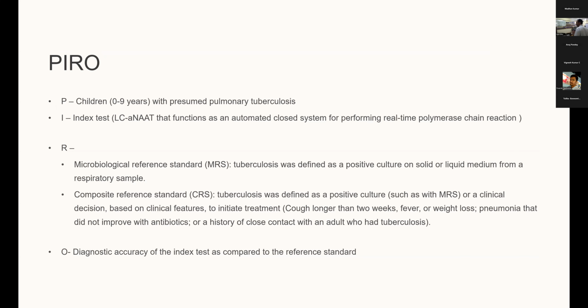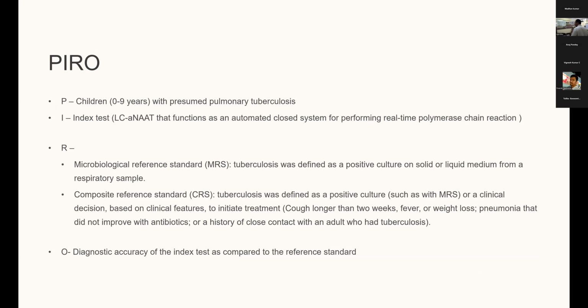Coming to the PIRO statement of this study, we're looking at children aged 0 to 9 years. This same group had published a systematic review around 3 years ago, but at that time WHO had defined children as those from 0 to 14 years. This time they used the revised WHO definition, which is 0 to 9 years, of children with presumed pulmonary TB. That's the outcome of interest we are looking at. Although they looked at a lot of outcomes, for our PICO, it is presumed pulmonary tuberculosis.